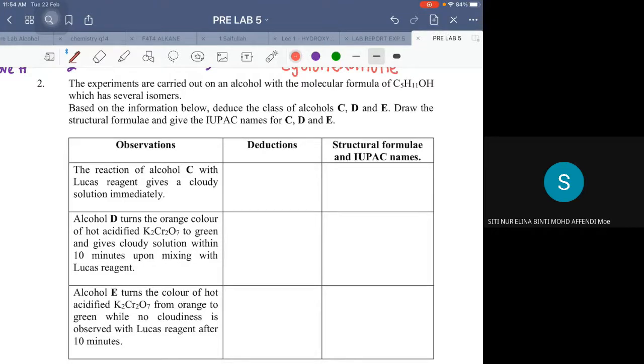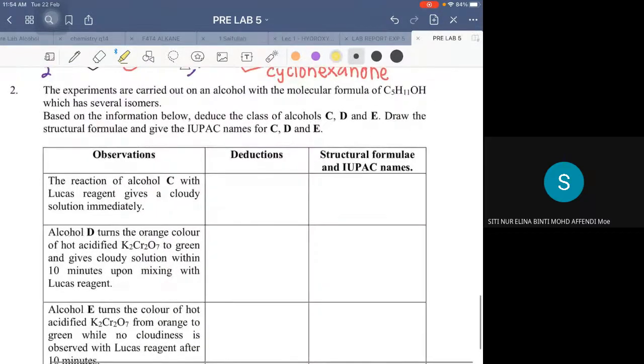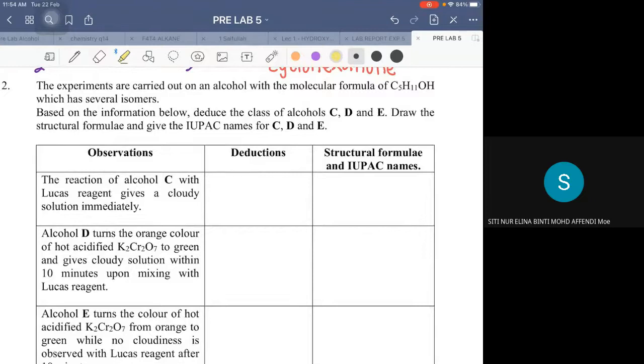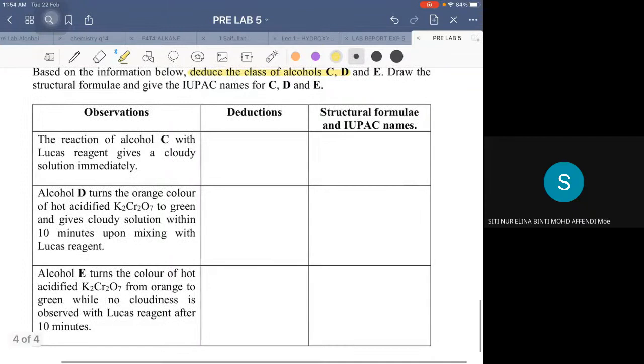Okay, next. Number 2. Cuba tengok dekat sini. Okay, we go through together. The experiment are carried out on alcohol. Formula dia C5H11OH, which has several isomers. Maksudnya dia boleh hasilkan primary alcohol, secondary, tertiary alcohol semua kan. Based on the information below, deduce the class of alcohol C, D, E. Okay, dia nak apa? Deduce the class of alcohol. Draw the structural formula and give the IUPAC name for C, D, E. Okay.